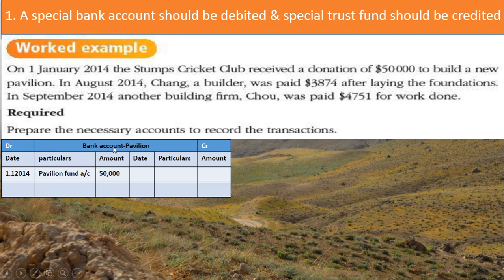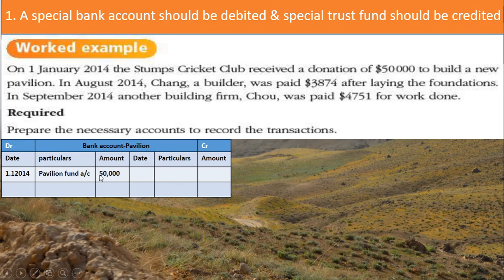Here the bank account is being increased, bank account debit, and then credit the specific fund account, or you can say special trust fund. The specific fund account is the pavilion fund account. So bank account debit, pavilion fund account credit, 50,000. Here I have used the term pavilion in the bank account so that the money received for pavilion is supposed to be used only for pavilion and no other purpose. That's the reason why we have written pavilion here. So it's assumed that in the bank we have opened a separate account under the name of pavilion.